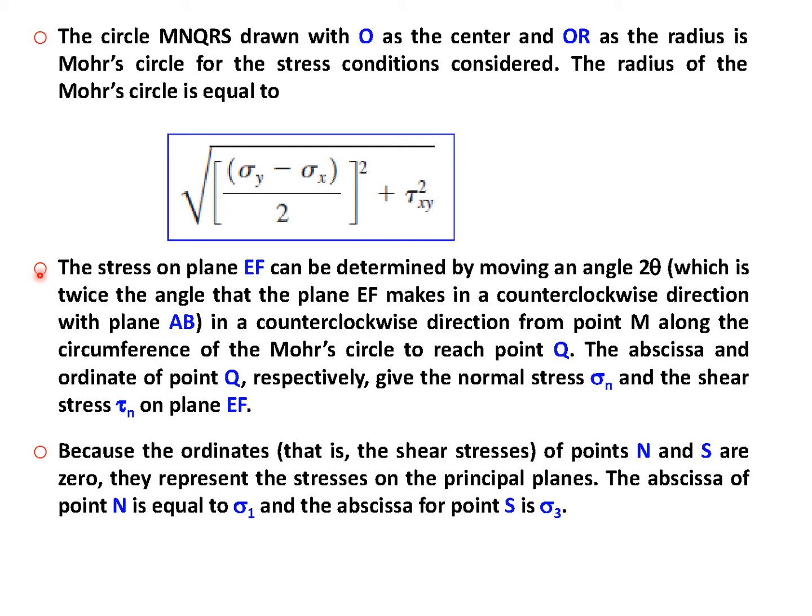In a counterclockwise direction from point M along the circumference of the Mohr circle to reach point Q. The abscissa and the ordinate of point Q respectively give the normal stress sigma n and the shear stress tau n on plane EF. You would find the detail of this particular point on the next slide. Because the ordinates, that is, the shear stresses of points N and S are 0, they represent the stresses on the principal planes. The abscissa of point N is equal to sigma 1 and the abscissa for point S is sigma 3.